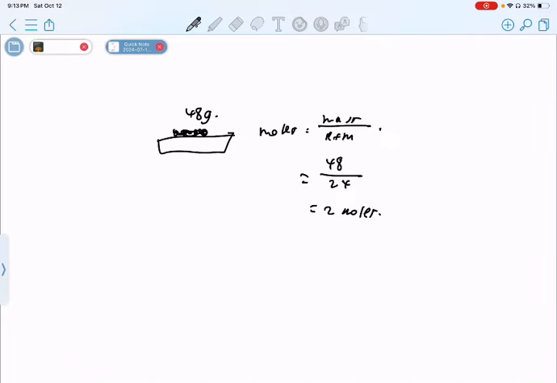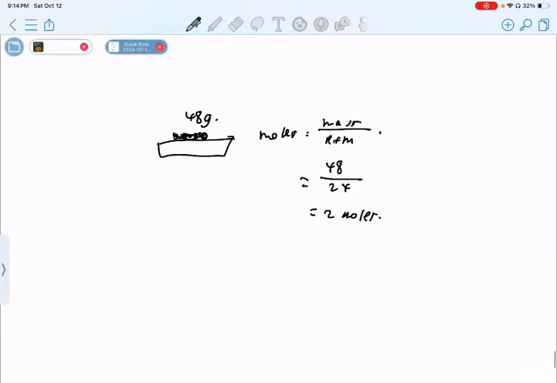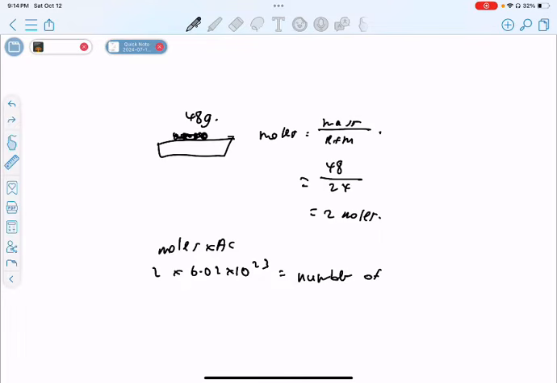Now, if you're asked to find the amount of magnesium atoms present, you will take the moles multiplied by Avogadro's constant. So in this case, it'll be 2 times 6.02 times 10 to the power 23 to get your number of atoms of Mg, of magnesium.